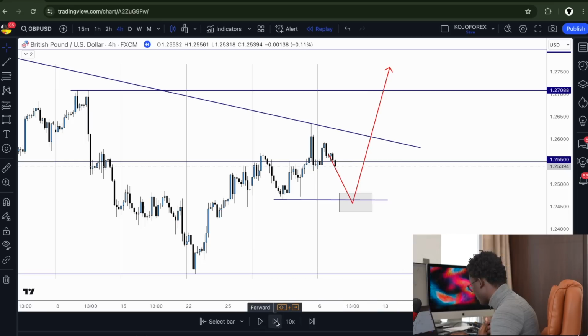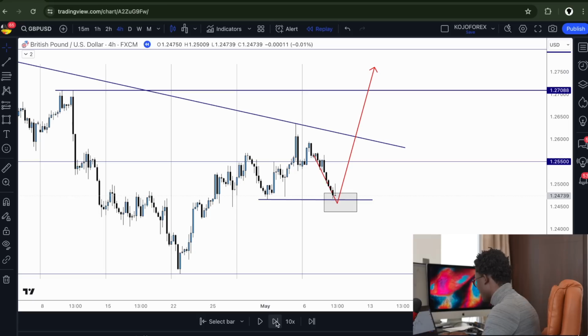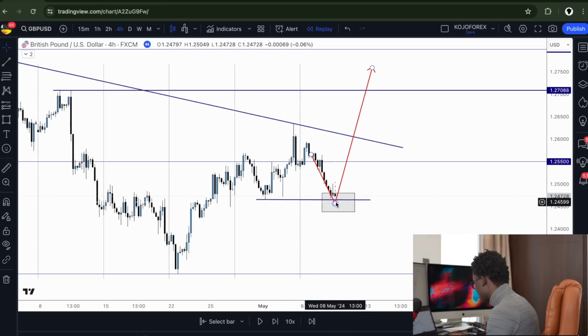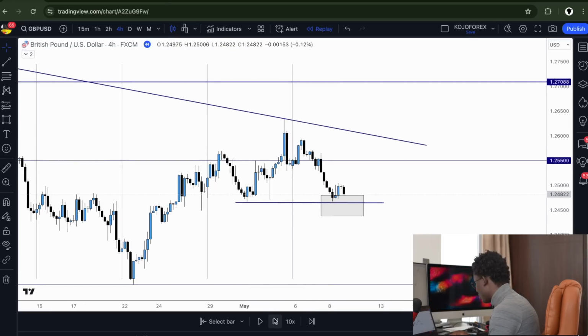So if you watch what happened here, forward a little bit, you can see that the market came into that zone, and then what do we observe? We started seeing some price action within that area. Let me remove this red one so we see it clearly. We started seeing some price action within this area, and then what do we observe?